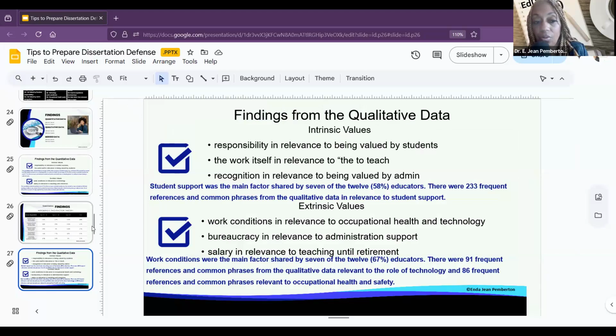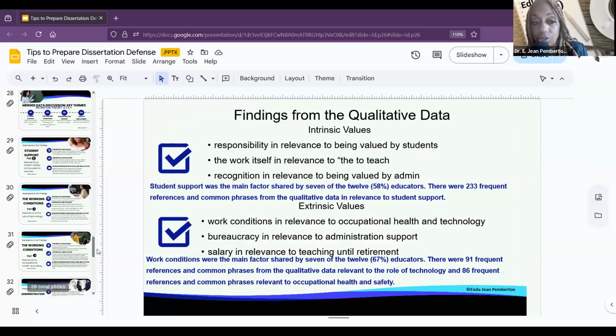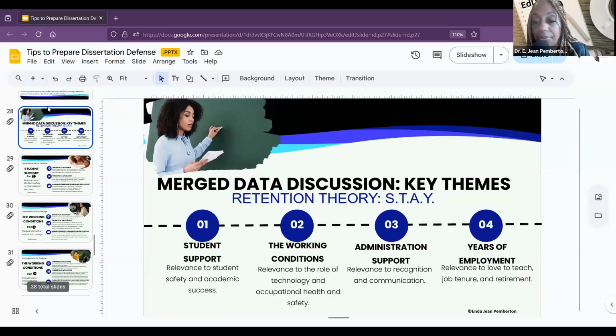So, all right, now what I want to do is go to my merge discussion and my key themes. When I was thinking of a structure for my presentation and my dissertation, and I'm going to share this in a different PowerPoint, I wanted to make sure that my research added value to the body of knowledge. So I actually came up with my own retention theory.